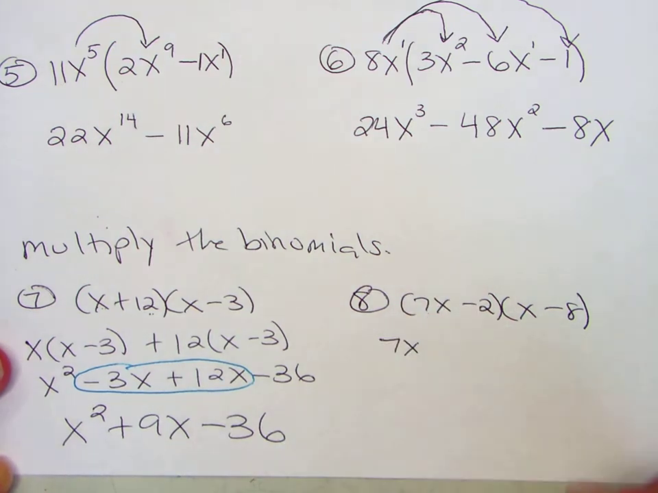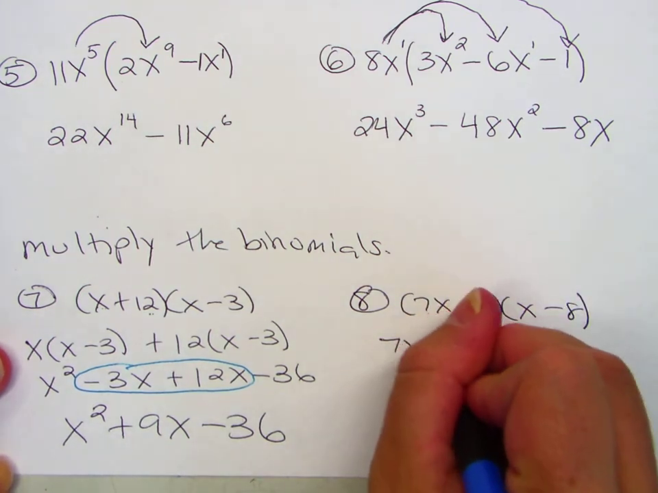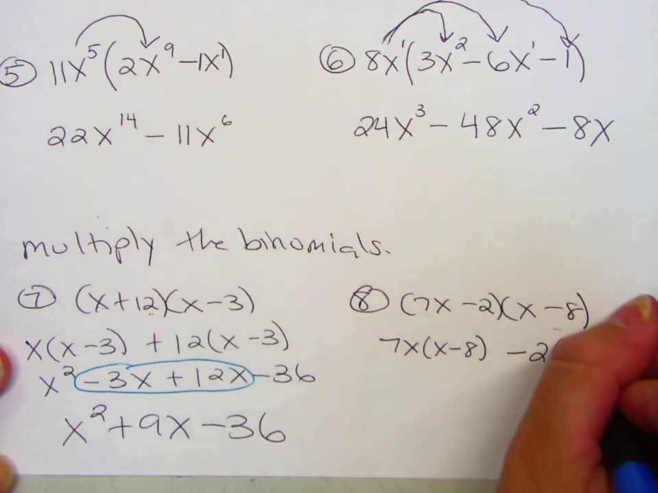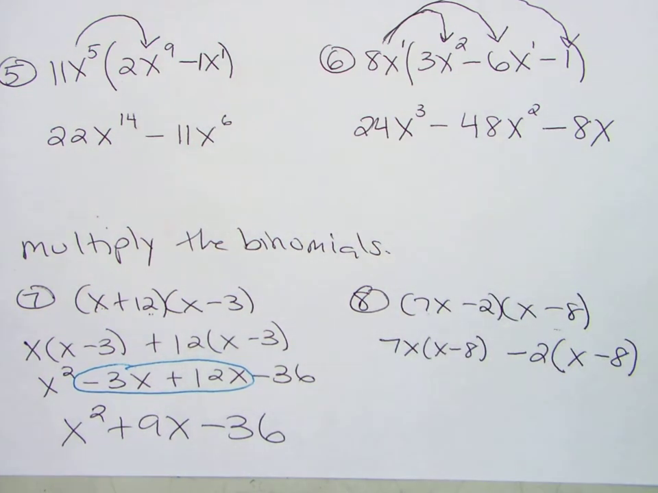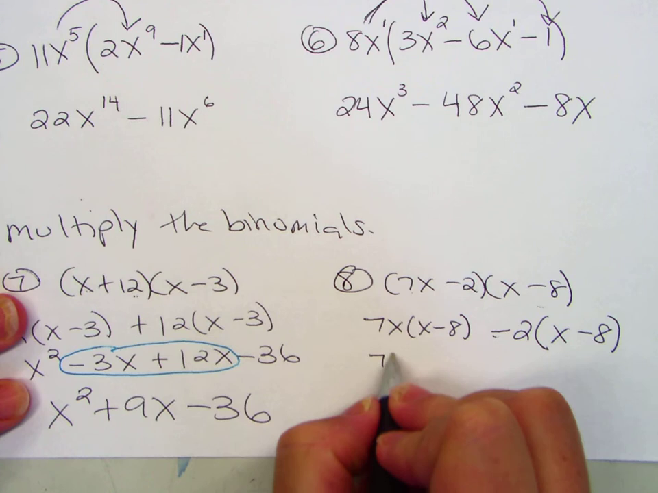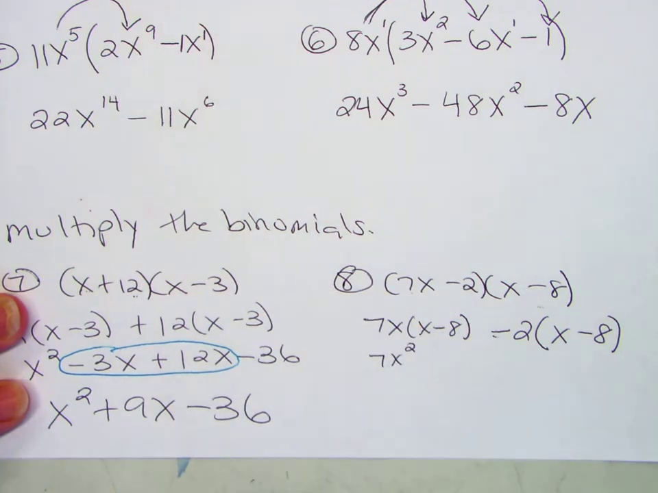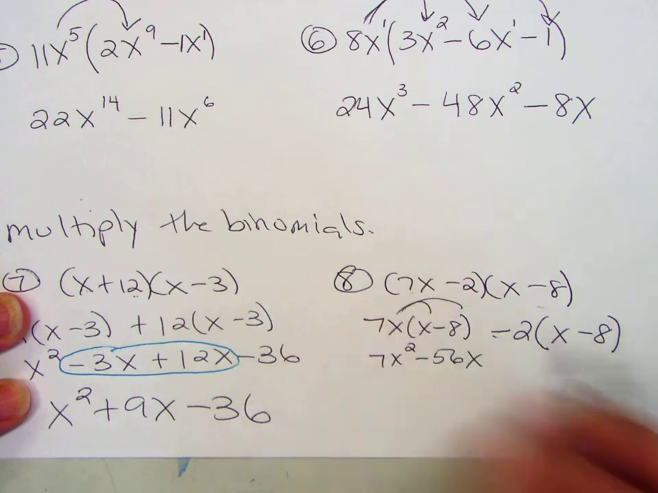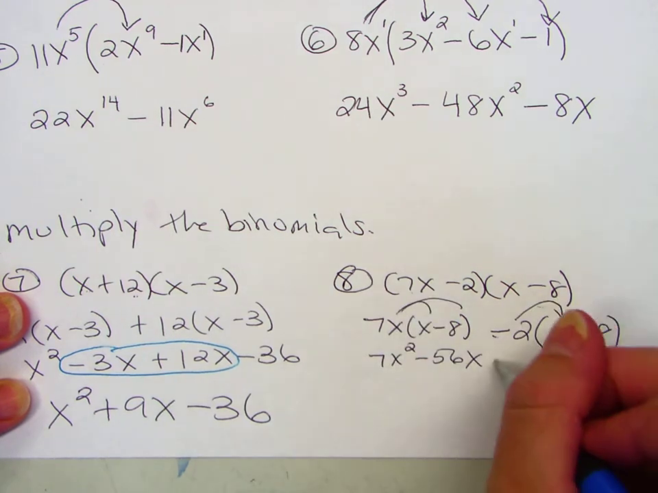7x is multiplying our x minus 8. And we have negative 2 multiplying x minus 8. This one causes a lot of mistakes because of the negative in front of the 2, so be careful. 7x times x, 7x squared. 7x times 8 is negative 56x. Negative 2 times x, negative 2x.